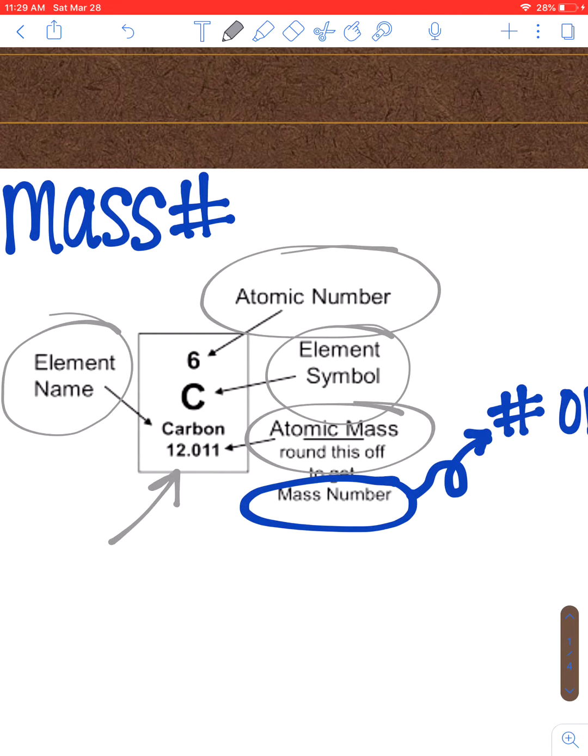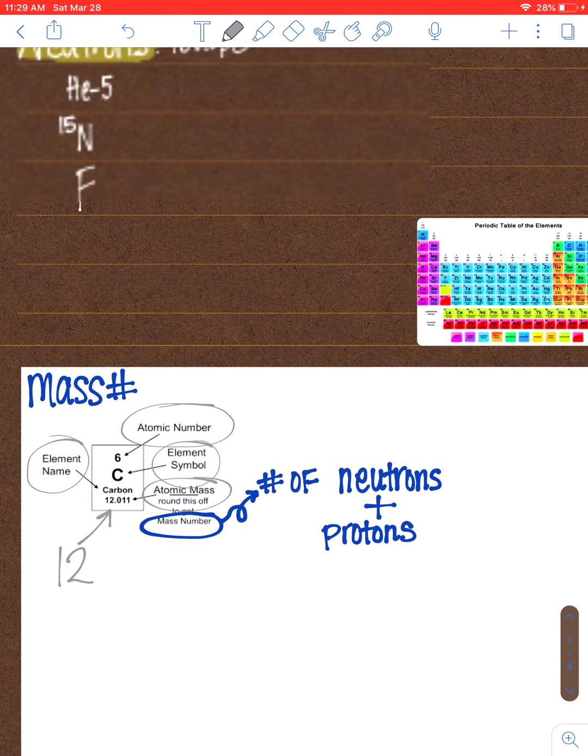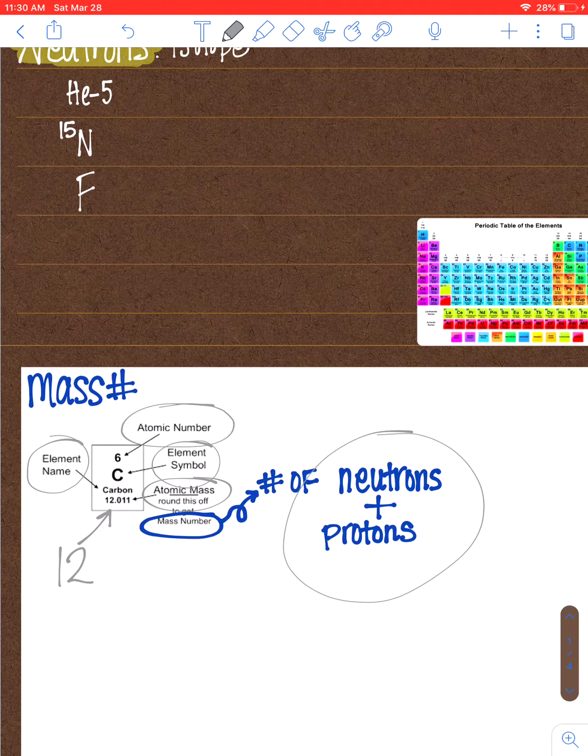And that is what that 12.011 is. It's the average of all the different isotopes of carbon that are available. And the cool thing about that number is if you round it, so if we take 12.011, we can round it to the whole number 12. Well, that now tells us how many neutrons plus protons, because those are the only things that have mass anyways. So that means that this carbon has a mass number of 12, which means if you add together neutrons and protons, a total of 12 of them.